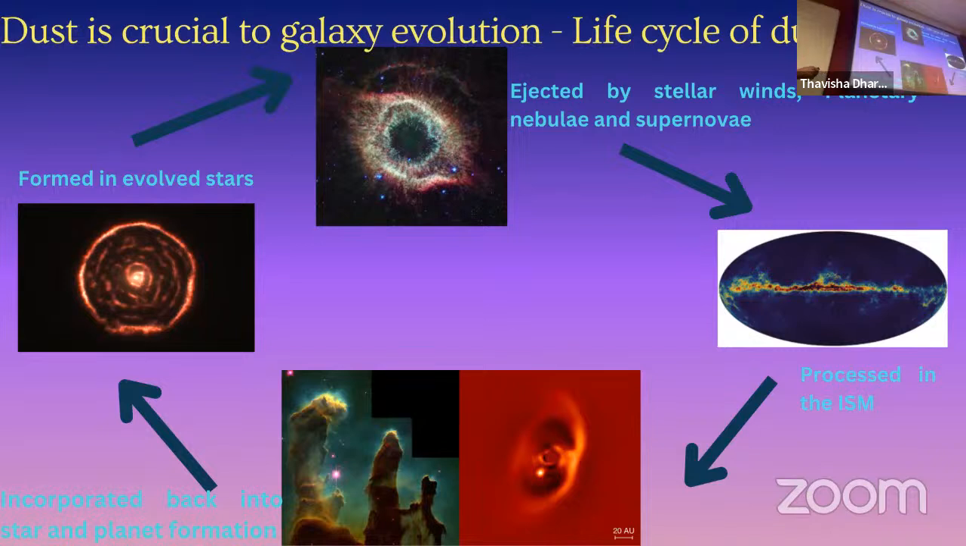So you've got evolved stars, so AGBs and red supergiants, that produce the dust, and then it's put out into the interstellar medium by supernovae, planetary nebulae, and the stellar winds. And then there's processing in the ISM itself, and then it's taken back into star and planet formation. So the life cycle of dust is ingrained in everything that's happening in the universe. Without understanding everything that's happening with dust, the processes, the structure, we can't fully understand what's going on within the universe itself.